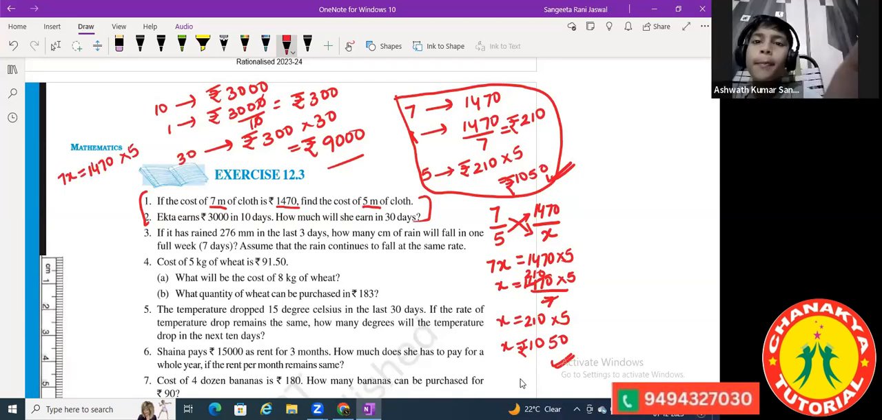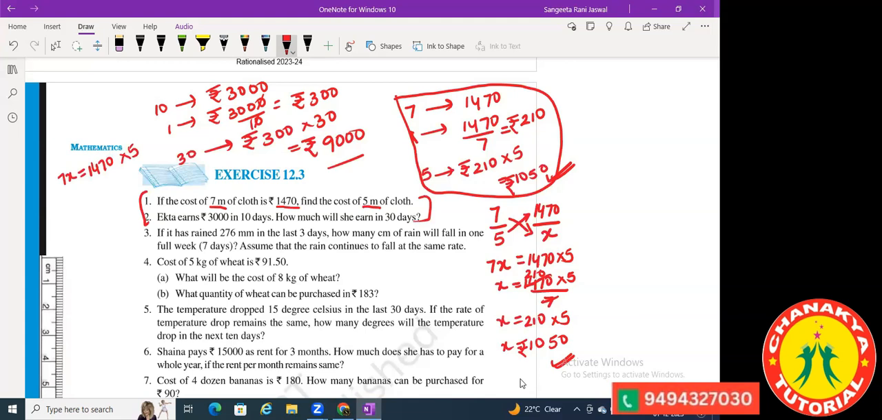Now I'm interested in finding the value of x. So what will I do? I will leave this x alone on this side, and I will take my 7 to the other side. So when I take my 7 this side, what will happen? 7 is multiplying with x here. When I take it to the other side, it will divide. Understood, Ashwath? When it comes to the other side, it will divide.